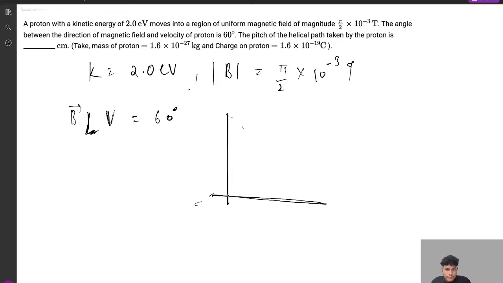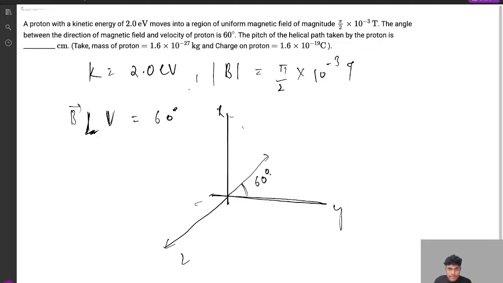Okay, so this is our x, y and z. Suppose the velocity is at 60 degrees with respect to B. This is y and this is x, and B is in this direction, and v is at 60 degrees to B. This is the direction of B.